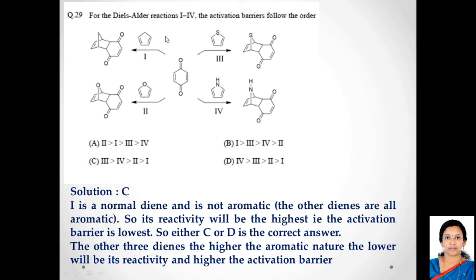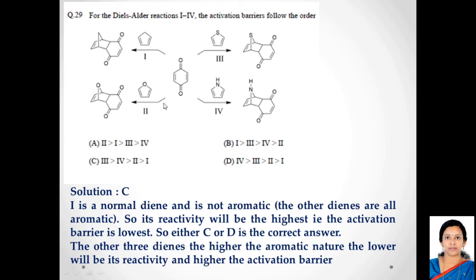For the first reaction, it's cyclopentadiene. For the second reaction, we have furan. For the third reaction, we have thiophene. And for the fourth reaction, we have the pyrrole system. So the dienophile is the same, but the diene is different for these 4 Diels-Alder reactions. Now, which will have the highest activation barrier, and which has the lowest?